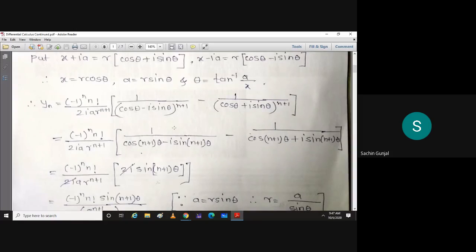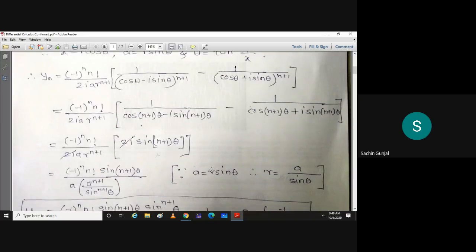This cosine will get cancelled. This is plus and this cosine will be minus. And sine is 2 times i sine of n plus 1 theta. Just let me know, is this calculation clear to everyone? This whole bracket is 2i sine of n plus 1 theta. Is that fine? Yes, sir. What about others? Any doubt in that step? No, sir.